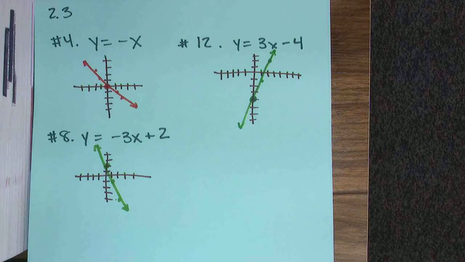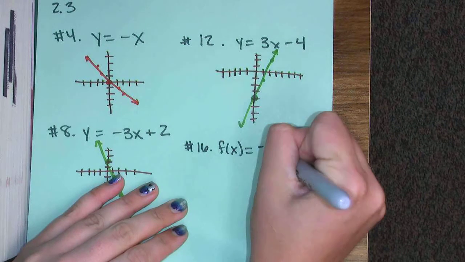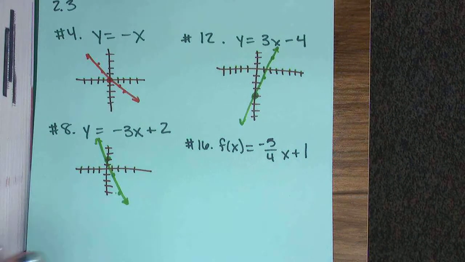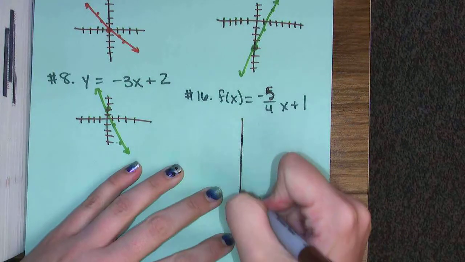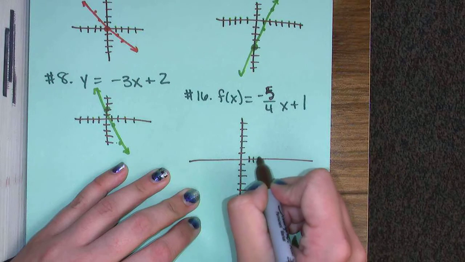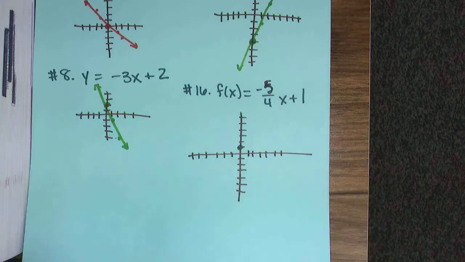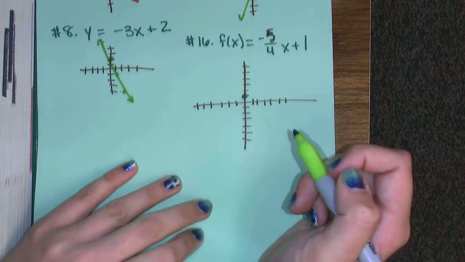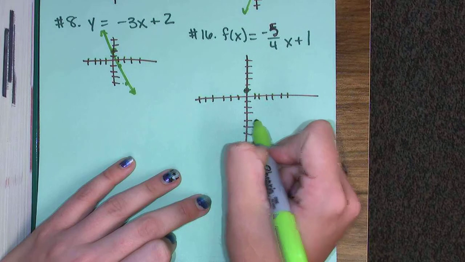Alright, so then what happens if I have one like this? 16, f of x is equal to negative 5 over 4 x plus 1. Still graphing a line. Okay, so where does my y-intercept go? Okay, what is my slope? It's falling, yes. How many do I go down and how many do I go over? Yep, down 5 over 4, so down 1, 2, 3, 4, 5, and then over 1, 2, 3, 4.